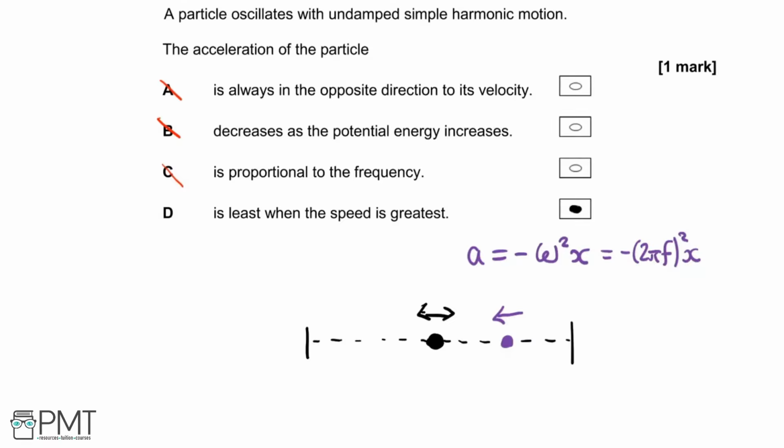So the acceleration of the particle is going to be zero at the center, like I said before, because that's where there's no net force. If we write down Newton's second law of motion, which tells us that the resultant force is equal to the product of the mass and acceleration, if we rearrange that to make acceleration the subject, you can see there that, provided that the mass of the object stays the same, the acceleration is proportional to the resultant force on that object. So actually at the center, where there's no resultant force, there's no acceleration. It's least when the speed is greatest, because the greatest speed is also at the center. So D is definitely correct.